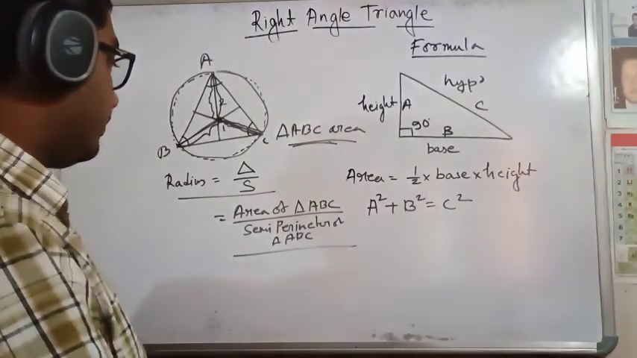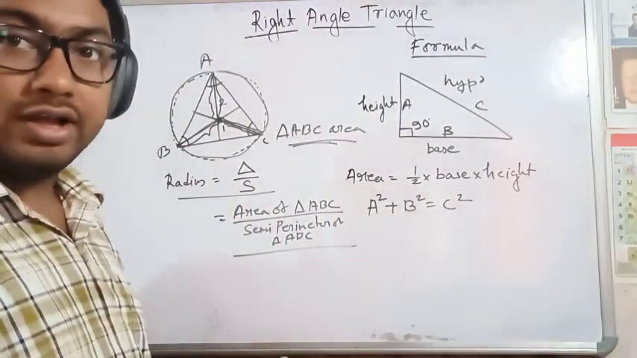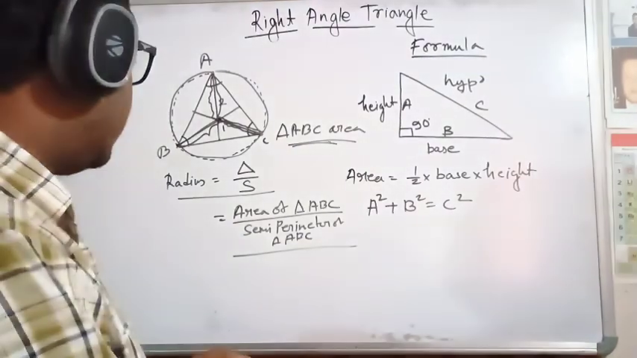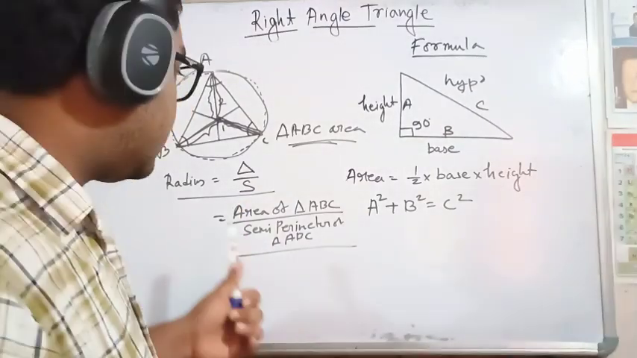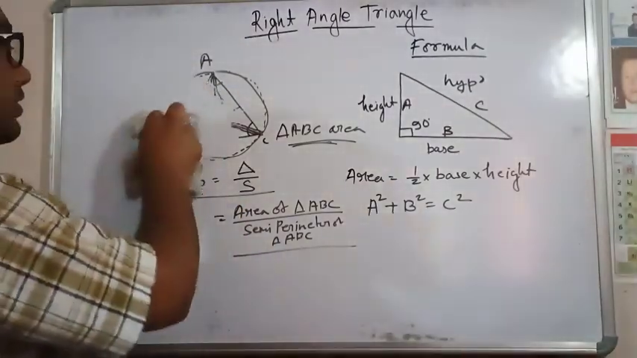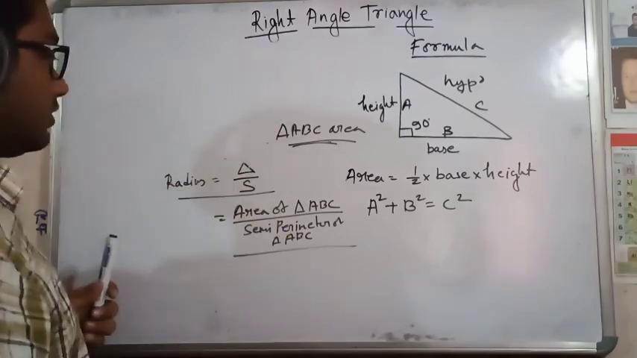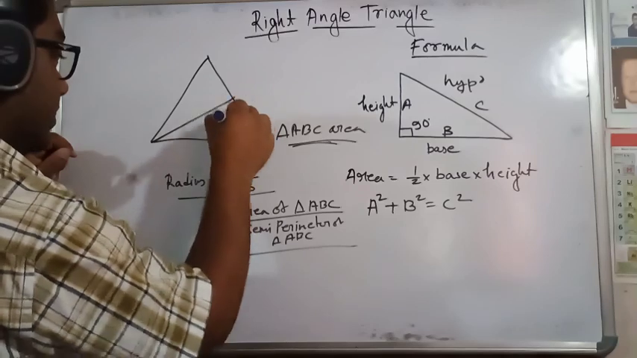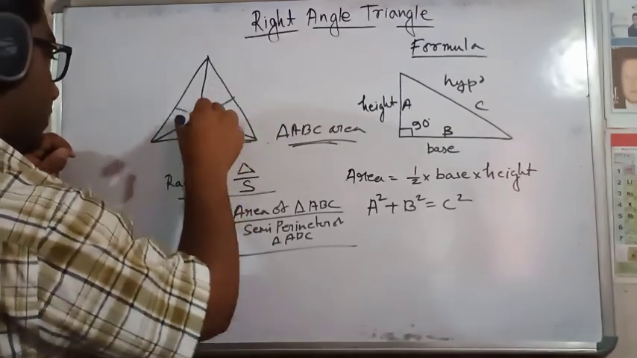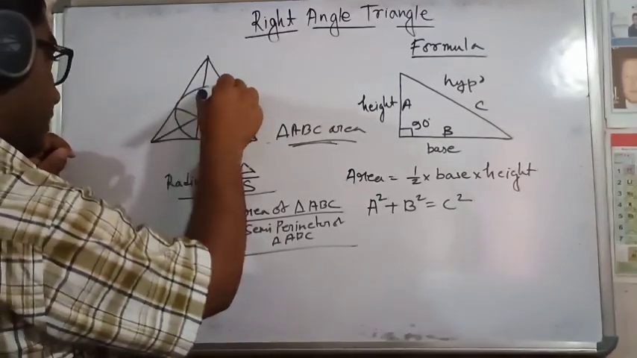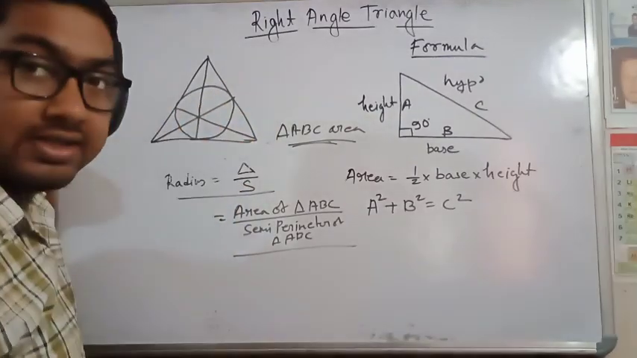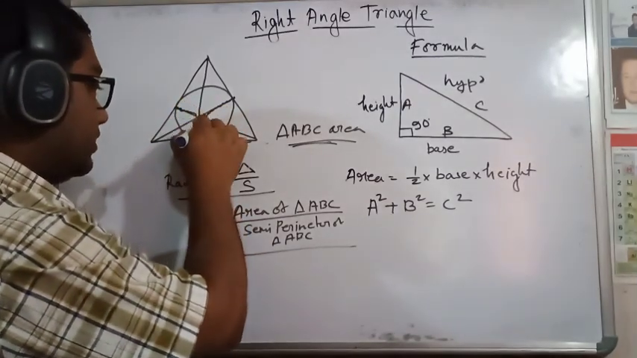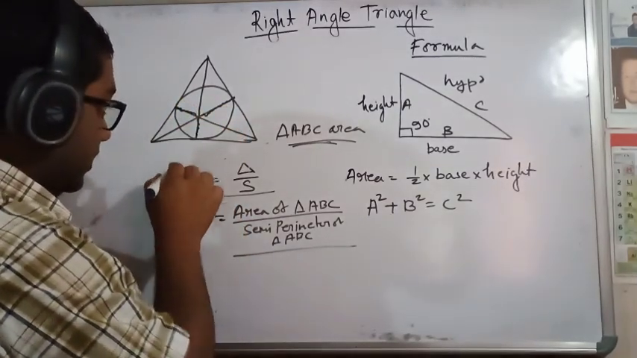Sorry, I just made a mistake. This is not the formula for this circle. When we draw the bisectors and make a circle inside the triangle, that means this is the radius, and this is the formula for this circle.